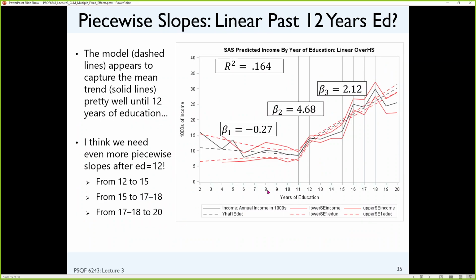And this is what it would look like, plotting the lines on here. So the slight negative slope from grades 2 to 11, the jump of about 4.68 from 11 to 12, and then for each additional year of education, income is predicted to go up by 2.12.